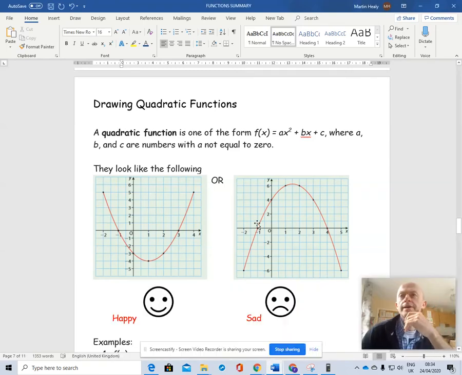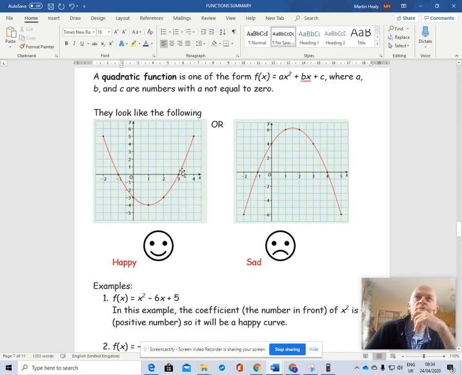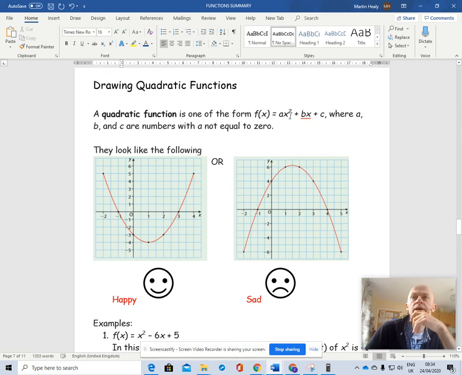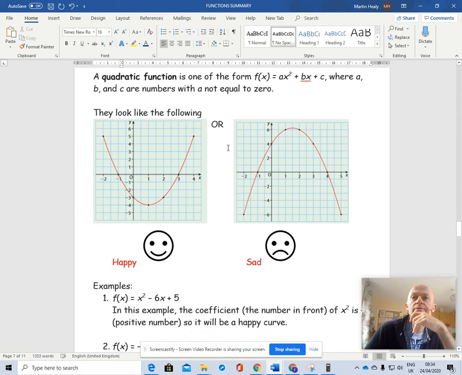So this is a video about drawing quadratic functions. Quadratic functions can be called x squared functions, and they look like this here. They can either be U-shaped, which I call happy curves, or N-shaped, which I call sad curves. How can you distinguish them by looking at them? You can tell it's going to be quadratic if the highest power there is x squared.